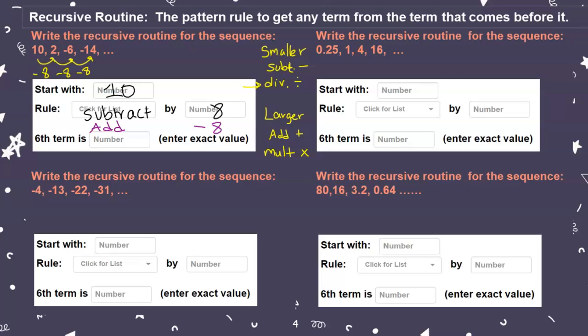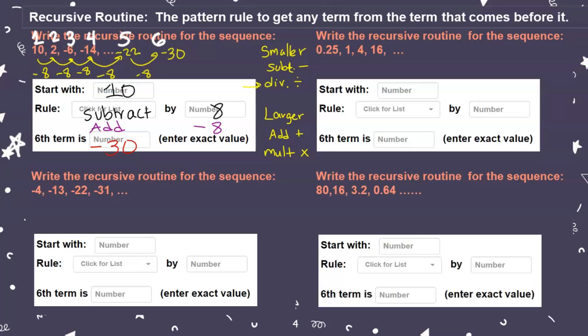Now to find the sixth term, 10 was the first term, 2 is the second, -6 is the third, -14 is the fourth, then we need the fifth, and finally the sixth number. So -14 subtract 8, or adding -8, is -22. And we need the sixth number, so we need to subtract 8 again, which gives us -30. So our answer for this blank would be -30. Why don't you try filling in the rest of them before I go over them?